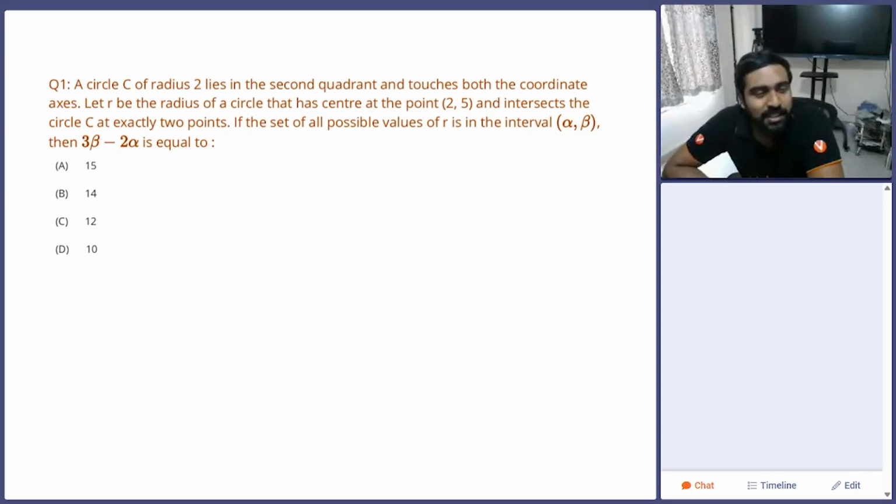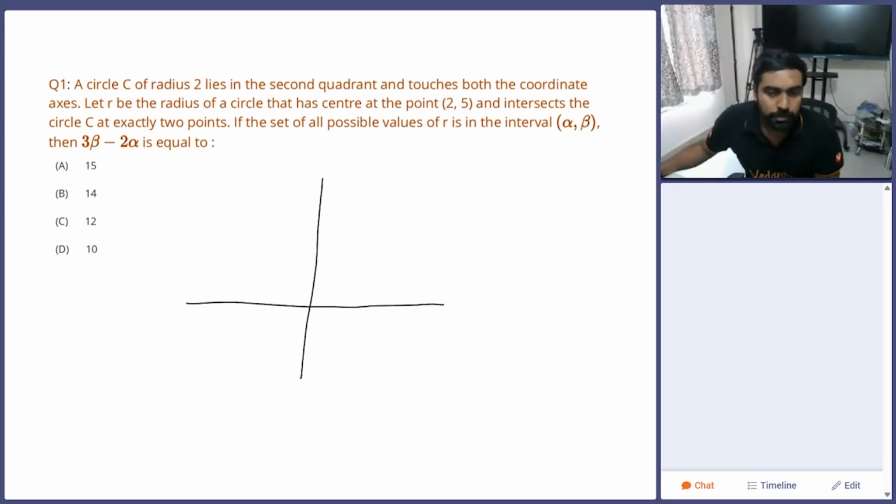Okay. So yes, let's start off with the very first question. What do we have here? A circle C of radius 2 lies in the second quadrant and it touches both the coordinate axes. Very well. This is one of the simplest types of circles we have: a circle touching both the coordinate axes. I can directly say that its center will be of the form minus r comma r.